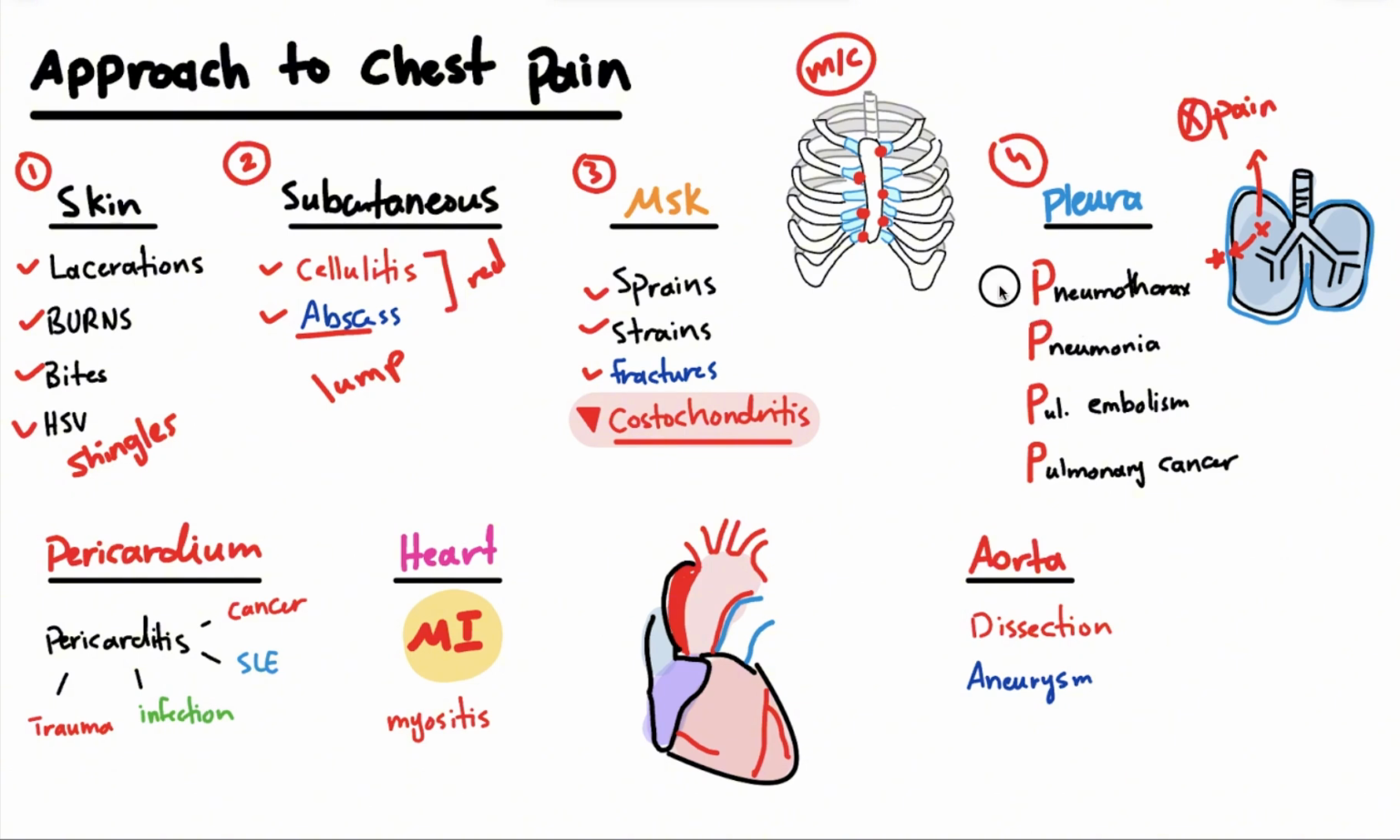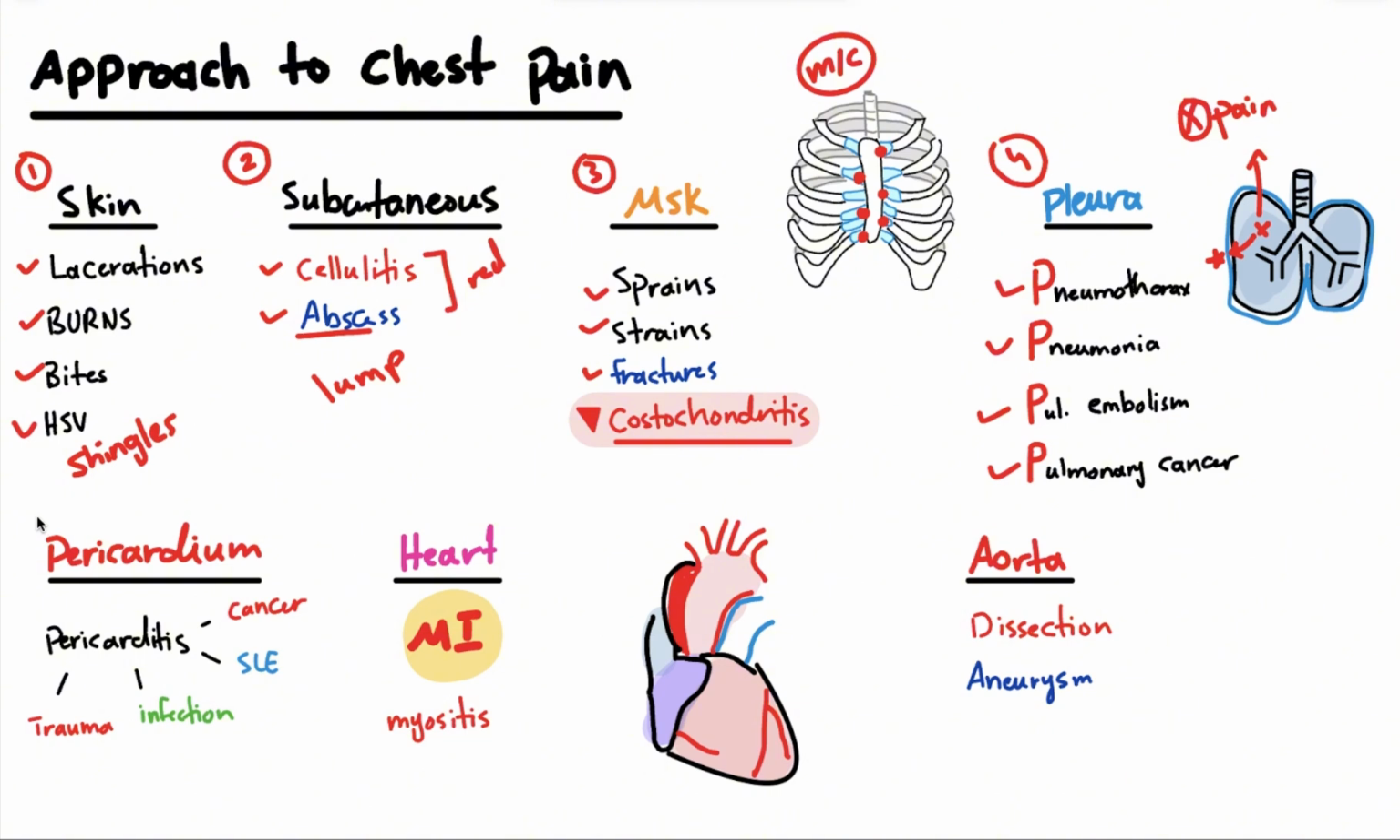Pneumothorax, pneumonia, pulmonary embolism, and pulmonary cancer. And again, the pulmonary cancer, usually when we find out about this cancer, it's already too late. It's advanced because the parenchyma itself has no pain, not unless the tumor grows so big that it also affects the pleura and the patient starts to feel the pain.